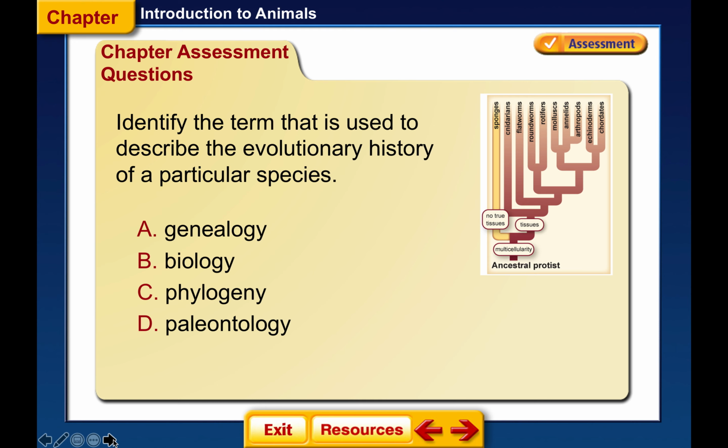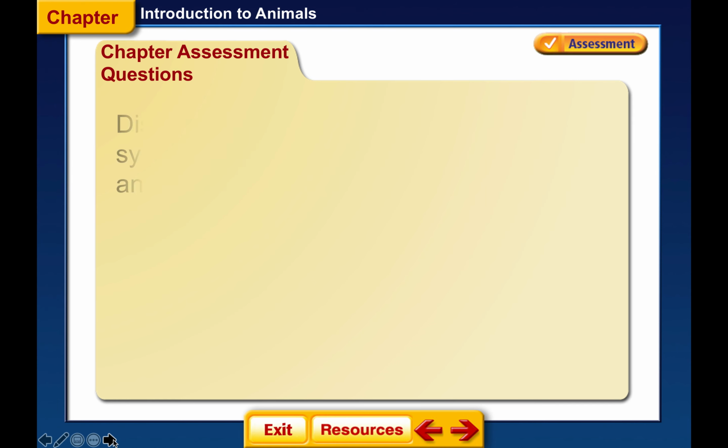So what you're looking at actually is not genealogy or biology or paleontology. This is what's called a phylogenetic tree. Again, it just shows you where everything splits off and where your common ancestors are. So phylogeny is your answer.